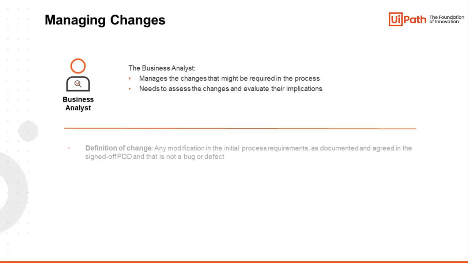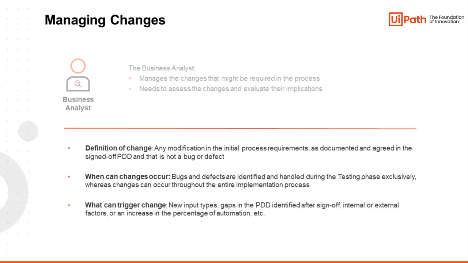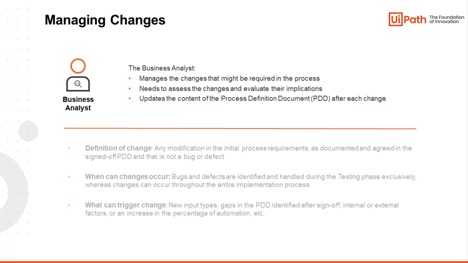It's important to distinguish between a bug or a defect and a change. Bugs and defects are identified and handled during the testing phase exclusively, while changes can occur throughout the entire implementation process, including the testing stage when new requirements might be identified. For instance, a new input type, such as PDF, is detected. That is a change. After each change, the content of the process definition document needs to be updated accordingly to ensure its currency and relevancy.